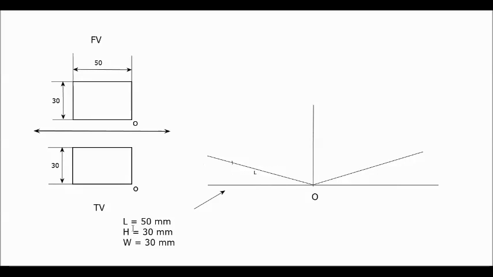In the same way, we will mark the height of the object. On the vertical axis, you can mark the height 30 mm. So on the axis which passes through the O point, the vertical axis, you have to mark a point at the dimension 30 mm. So this dimension is for the height of the object.